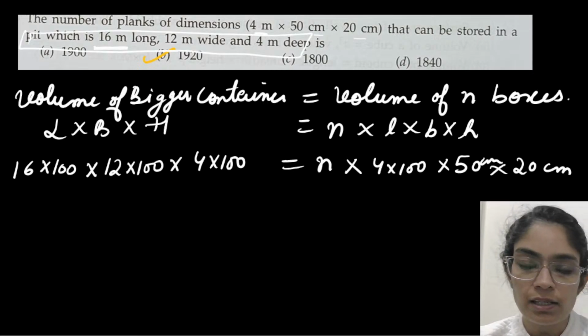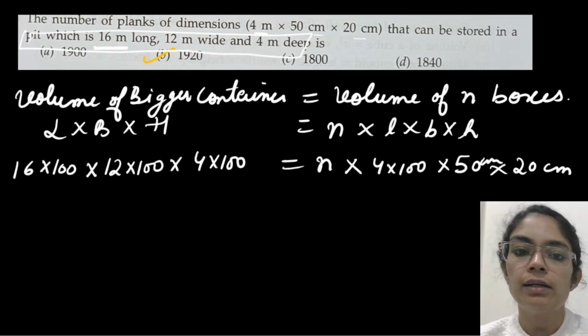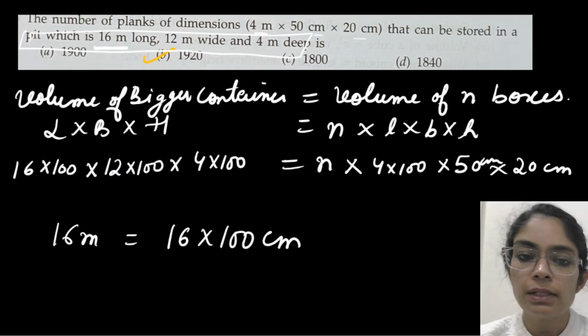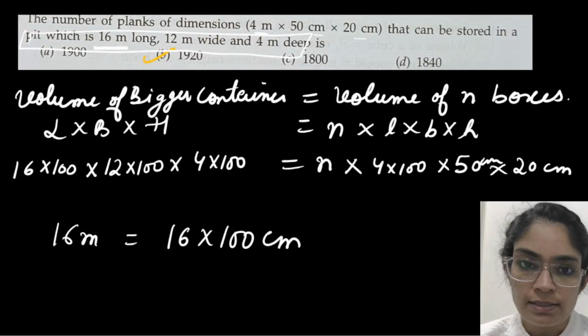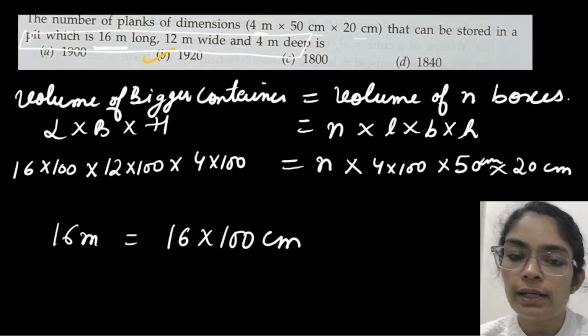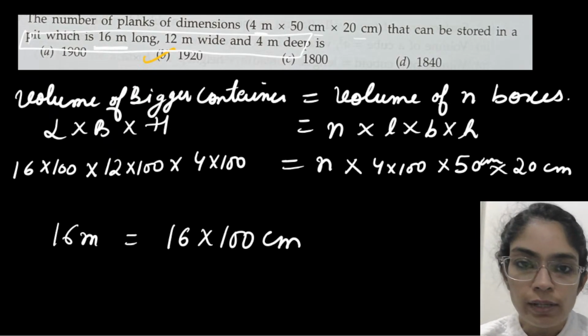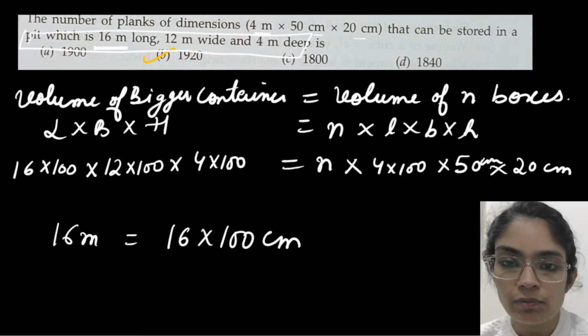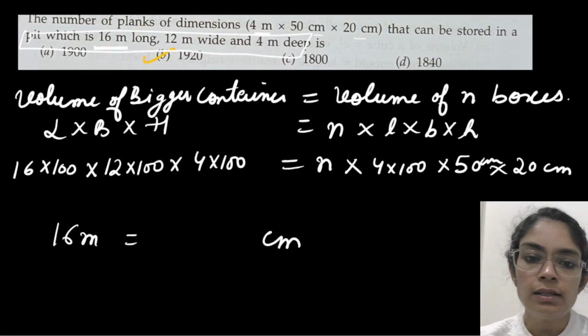So length is 16 into 100. Why did I write 100? Because 16 meter is given to us. I converted 16 into centimeter, so it became 16 into 100 centimeter. In the same way, I converted 12. Then 4 also I converted. Here only 4 is given to us in meters, so I converted 4 to centimeter by multiplying it with 100. 50 is already in centimeter and 20 is already in centimeter.